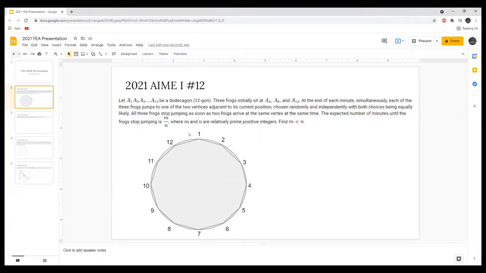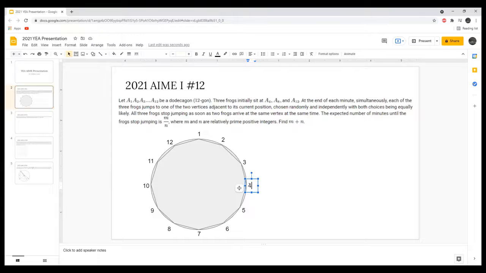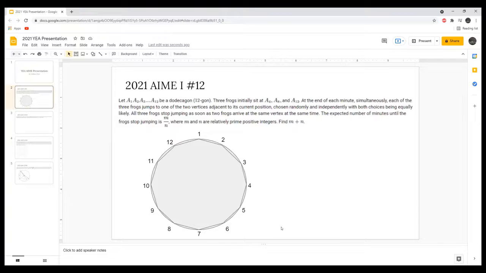So let's see, we have a 12-gon, A1, A2, A3, A4, A5, A6, all the way to A12, labeled around in the circle. And then 3 frogs initially sit at A4, A8, and A12. And every minute simultaneously, each of the 3 frogs jumps to one of the 2 vertices adjacent to its current position, independent of the other frogs' choices.